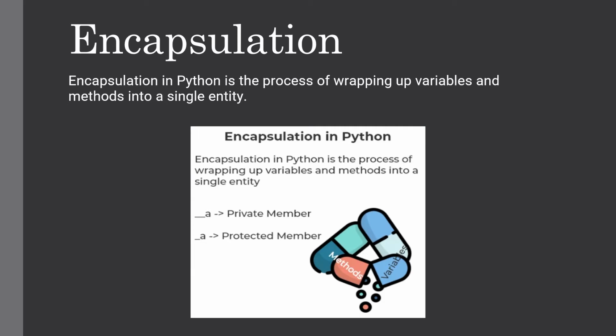In Python, we can achieve encapsulation by declaring data members of a class either as private or protected. These private and protected are nothing but the access modifiers. So if we want to declare a private member, we need to use two underscores before the variable name. And if we want to declare a protected member, then we can use one underscore before the name.